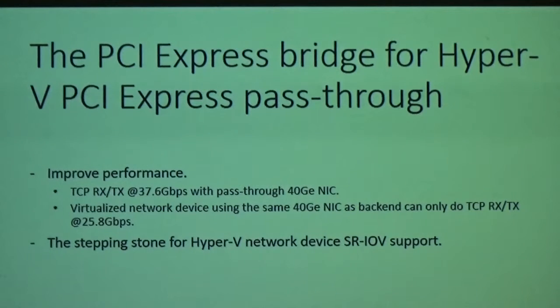Next, what does this bring us? Of course, it's the performance improvement. The PCI pass-through gives very high performance. For example, for TCP bulk data transmission, it gives almost line rate for 40 gigabit Ethernet. But if we use the same physical Ethernet as the virtualized backend, then we only get 25 gigabits per second. And the pass-through is actually the stepping stone for the SR-IOV support in the Hyper-V network device. And for FreeBSD current, we have committed that code, the SR-IOV support. And I also think we have backported it to FreeBSD 10 and FreeBSD 11 stable.